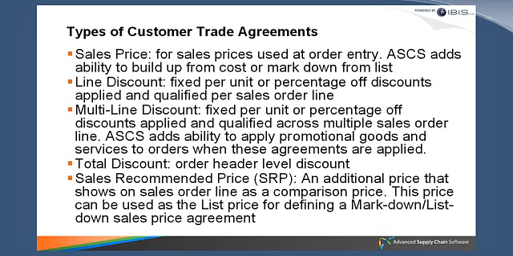Line discounts and multi-line discounts perform much of the same functions, except that line discounts are qualified and applied only at an individual sales order line level, whereas a multi-line discount can be applied across multiple lines, qualified across multiple lines, and then those discounts will be updated across those several lines. Total discount, that's an order level discount. And then we have the sales recommended price.